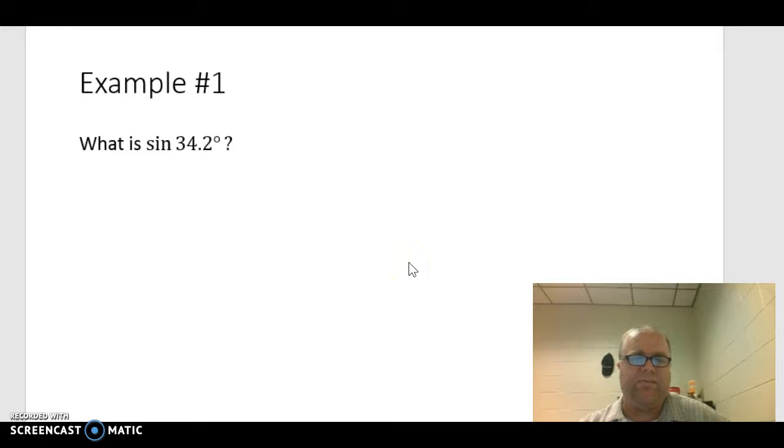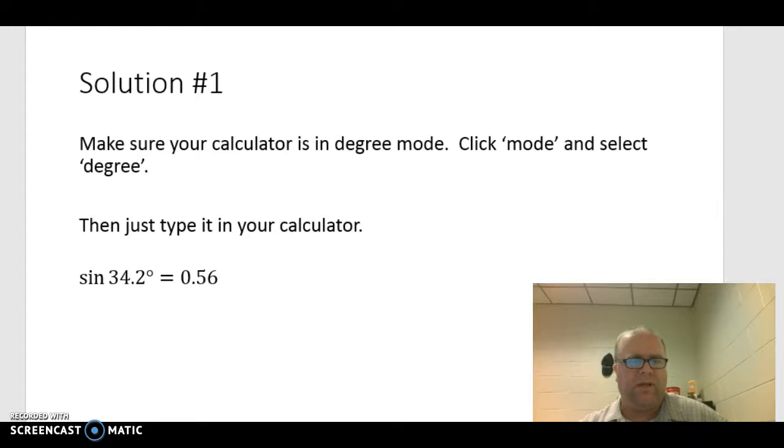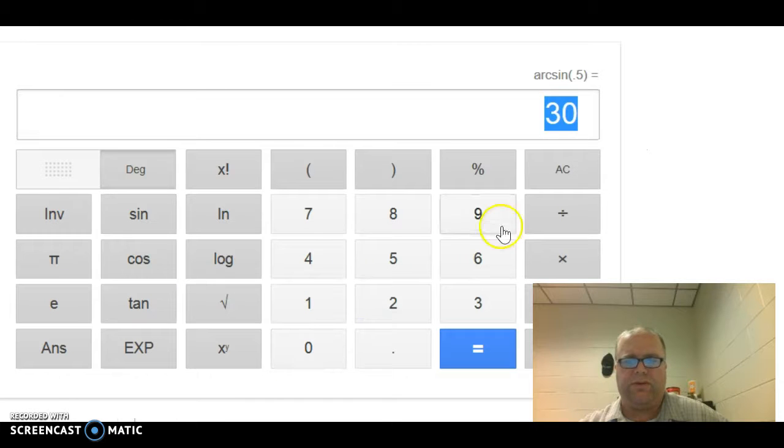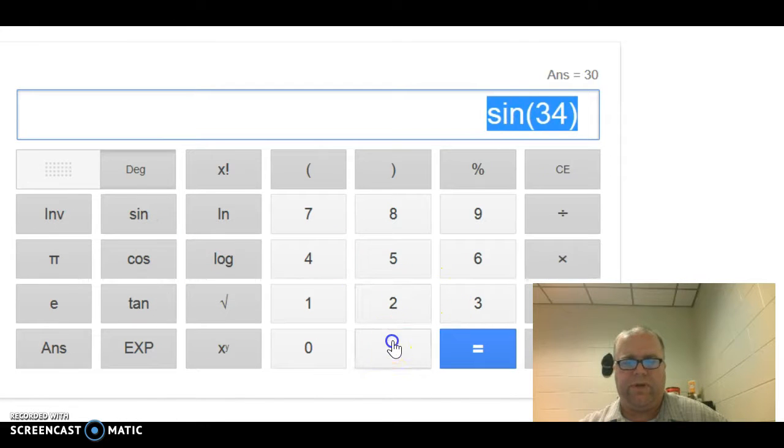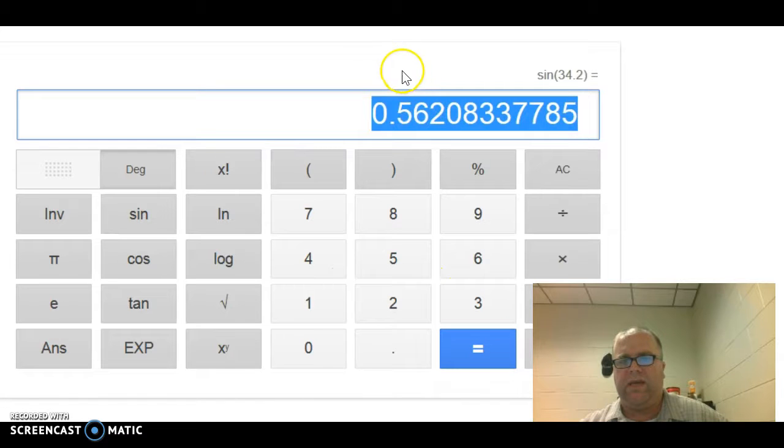Let's look at example 1. What is the sine of 34.2 degrees? So try it out, see what you come up with, and then come back. And all we're going to do is just go to our calculator, make sure that we're in degrees. We're going to go to sine of 34.2 equals, and we get this.